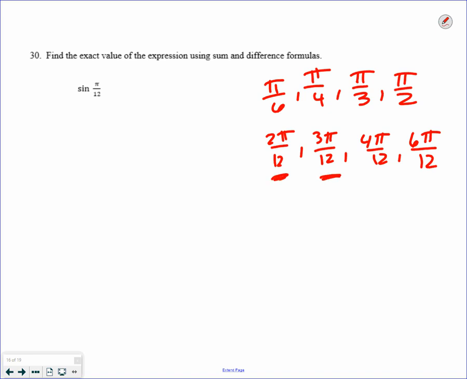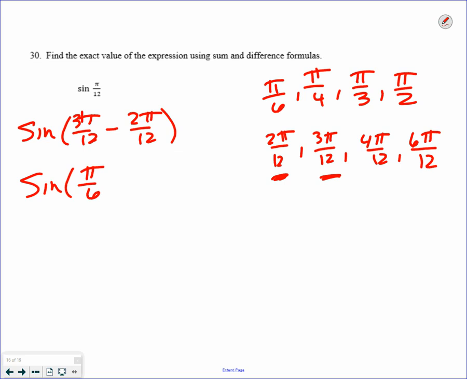Right here, these two. Couldn't I easily do sine 3 pi over 12 minus 2 pi over 12? So basically what I want is I want pi over 6 minus pi over 4.